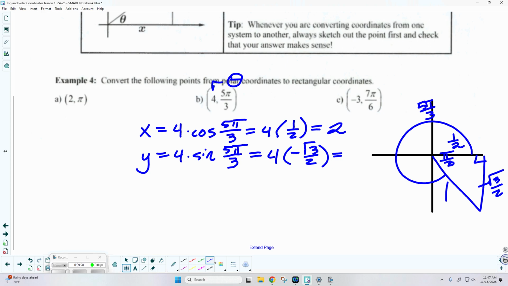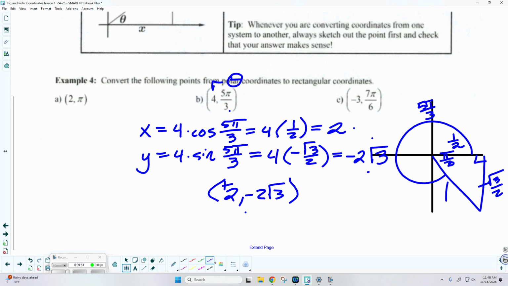Negative 2 root 3. Okay, so I've got my x, I've got my y. So 4, 5/3 pi should be in the exact same location as the rectangular coordinate 2, negative 2 square root of 3. And you'll notice we have a positive x and a negative y, so that is definitely going to be in quadrant 4. So let's match it up.